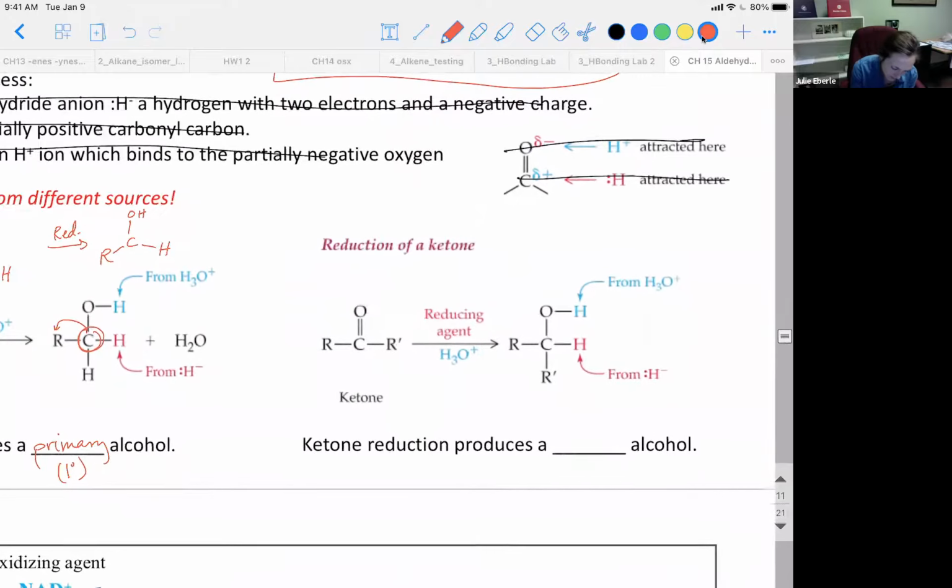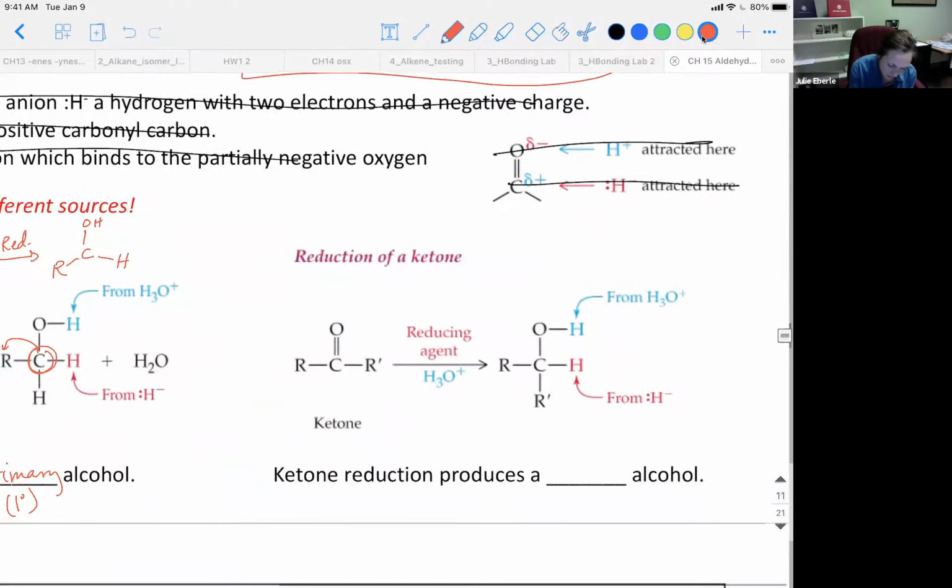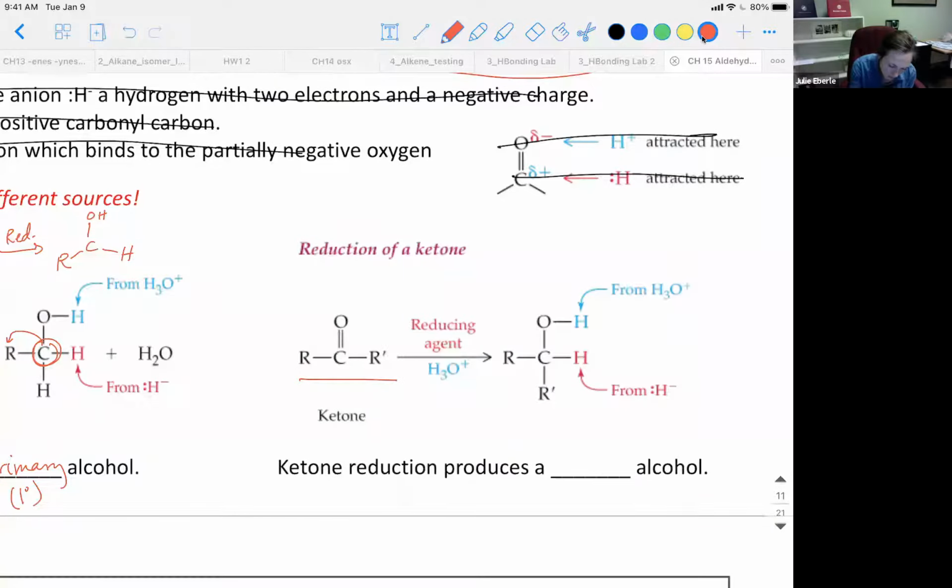Here's our ketone right here. If we reduce it, we are going to break this double bond right here. That's going to become a single bond, and we have electrons to play with now. Right now this carbon has 4 bonds. When we break that double bond, it only has 3 bonds. So we have space to add a hydrogen to the carbon to restore the 4 bonds. And then we add a hydrogen here from oxygen.